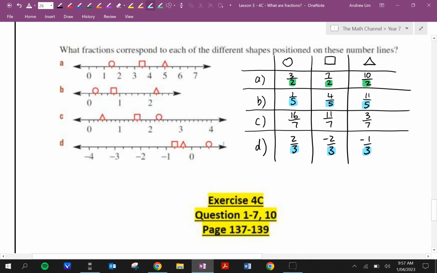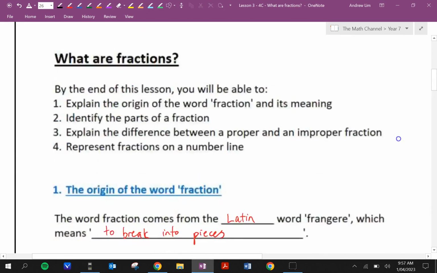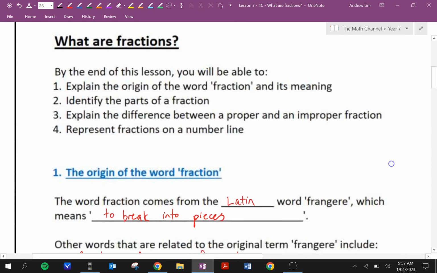Alright, so that's it for this video. I hope you found it helpful. So hopefully by now you know what fractions are. You know where it comes from, its meaning. You can identify the parts of a fraction, the numerator, the denominator, the most important parts. Explain the difference between a proper and improper fraction, and actually represent fractions on a number line, including negative fractions.